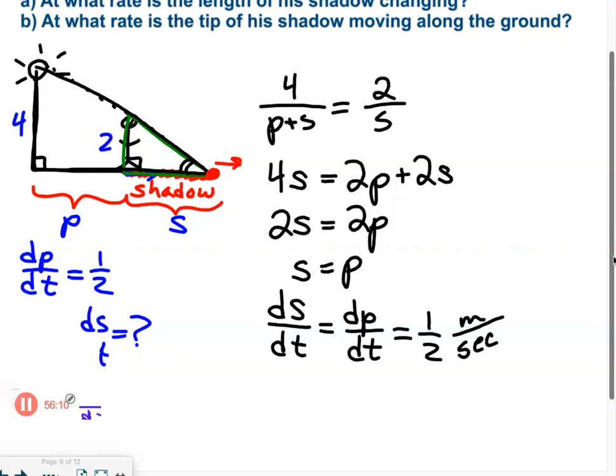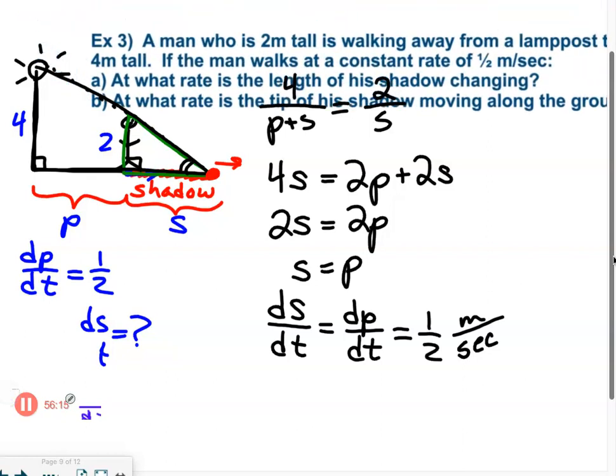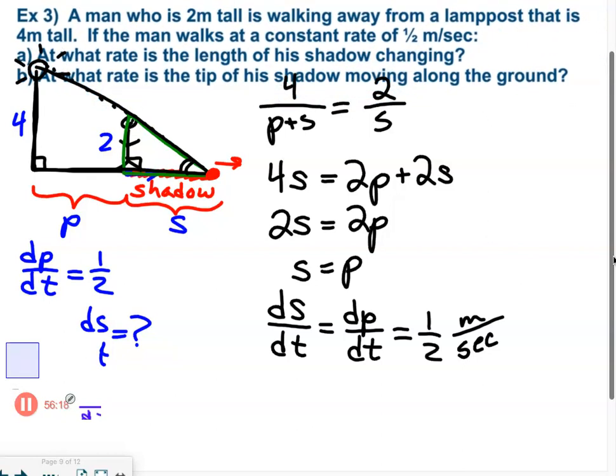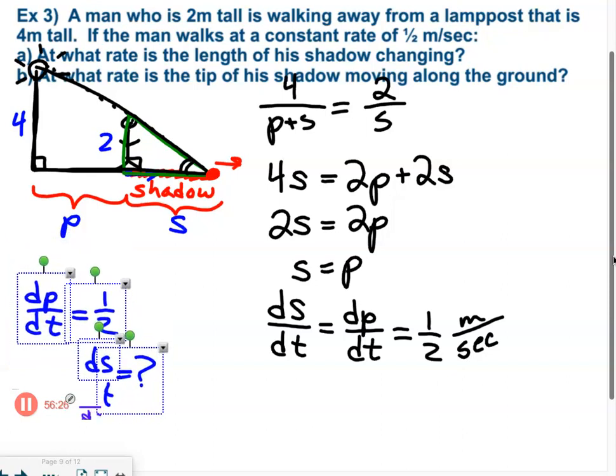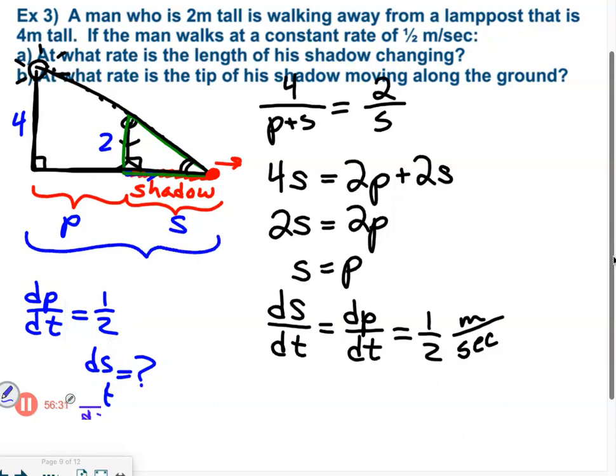So I'm going to ask for a third letter here. Okay, so I need a letter to represent the whole dimension. F. F for full. Okay. All right, so for part B, we're looking for df dt.